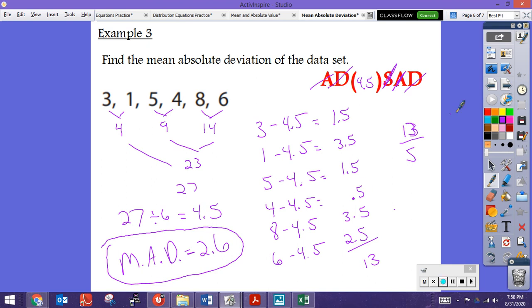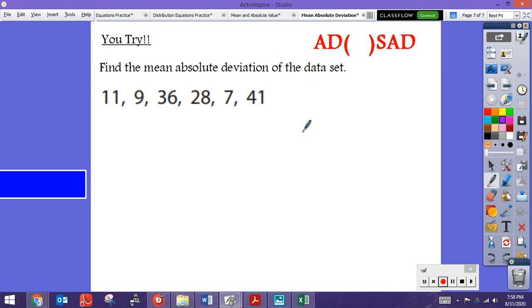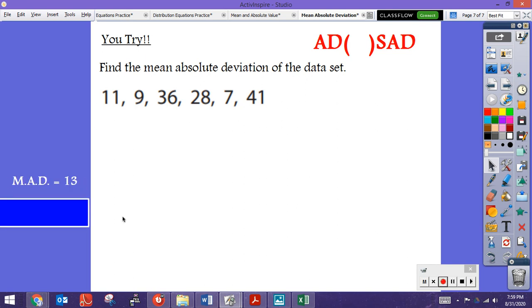All right. The next is a U-try for you to do, and here are your numbers. If you want to go ahead and pause the video and then restart it after you try it, I'll uncover the answer. That way you'll know if your U-try is correct or not. So here's the answer. The mean absolute deviation for this set is 13.